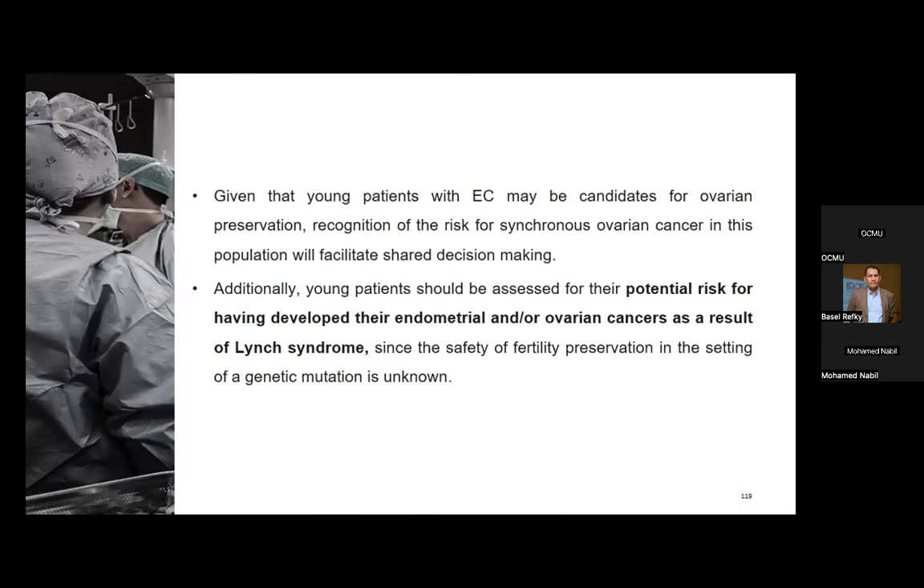Given that young patients with endometrial cancer may be candidates for ovarian preservation, recognition of the risk for synchronous ovarian cancer in this population will facilitate shared decision-making. Additionally, young patients should be assessed for their potential risk of having developed their endometrial and or ovarian cancers as a result of Lynch syndrome, since the safety of fertility preservation in the setting of genetic mutation is still unknown if the patient has Lynch syndrome.